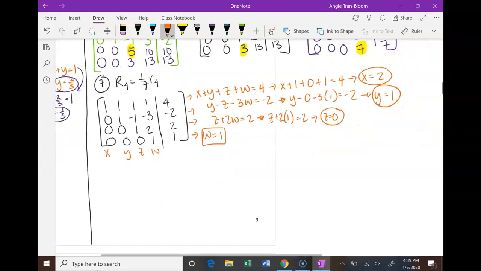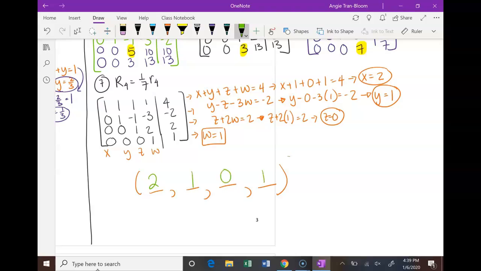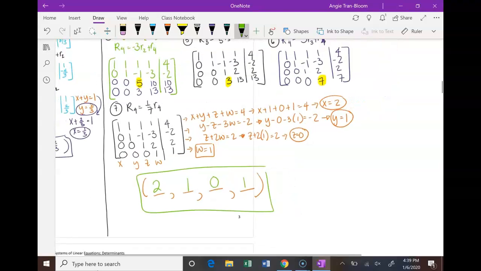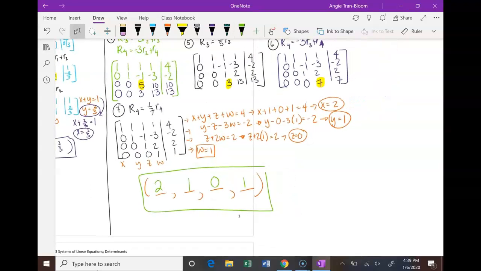So you have your answers, right? Oops, that's not big enough. You want to put x, comma, y, comma, z, comma, w. And we have all 4 values. x is 2, y is 1, z is 0, and w is 1. And that is one answer. It is consistent. Consistent means you have an answer.